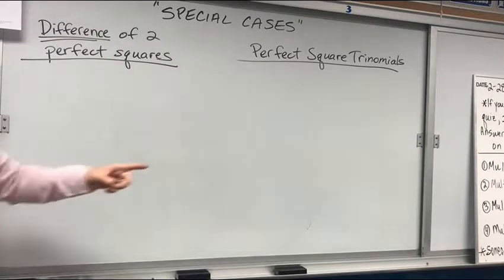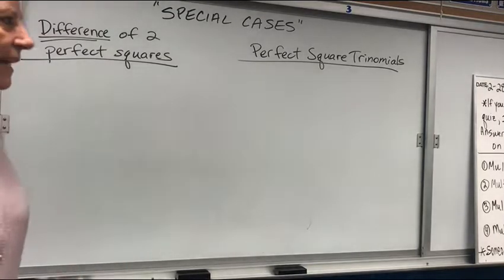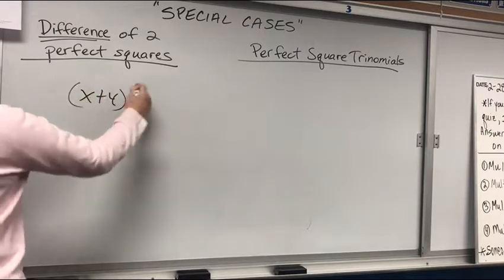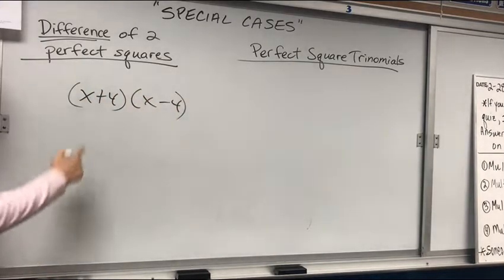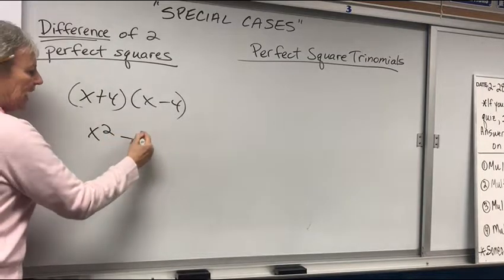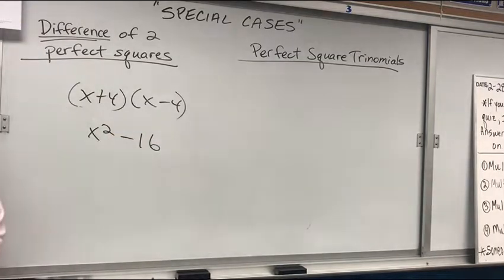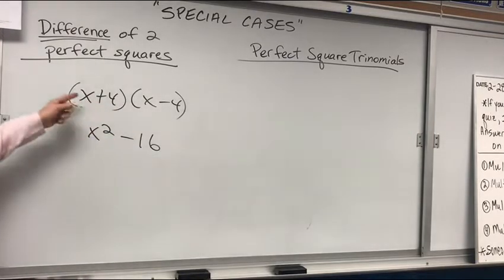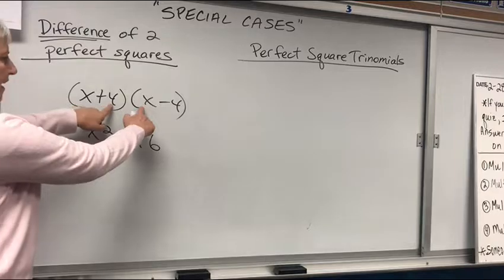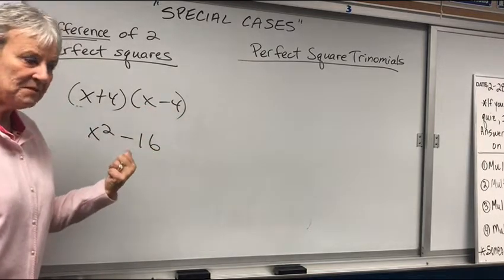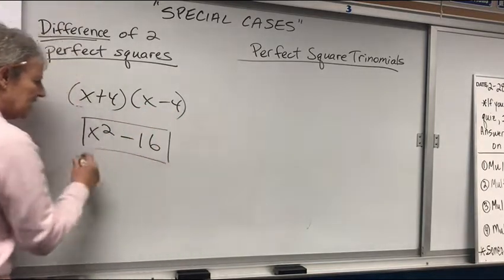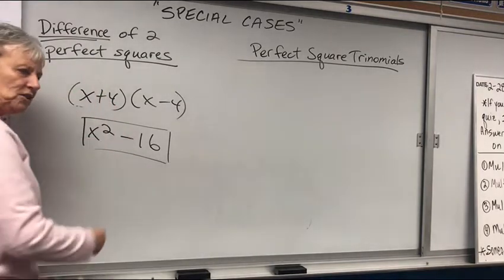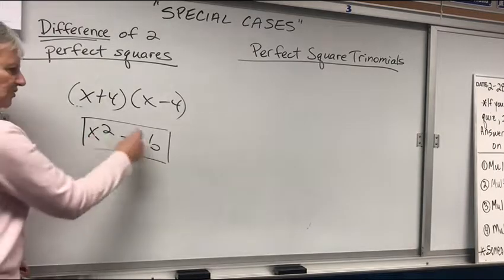The difference of two perfect squares would be like number 1. I told you to multiply x plus 4, x minus 4. If you multiply it, you should have got x squared minus 16, because the middle term disappears when you have one of each. See, 4x, negative 4x, gone. So anytime you see the difference of two perfect squares, you know how to factor it. One's plus, one's minus, just take the square root.